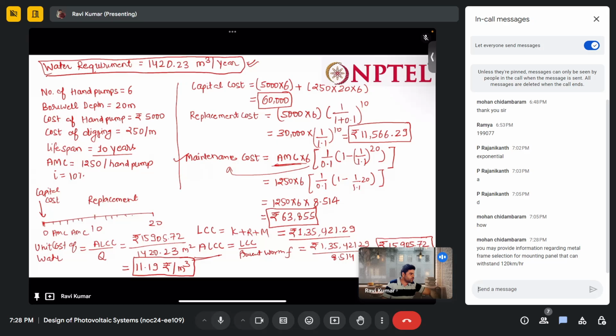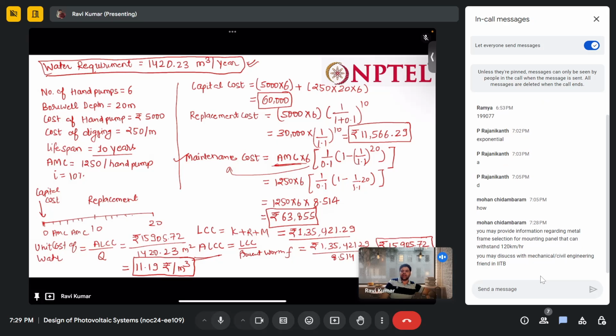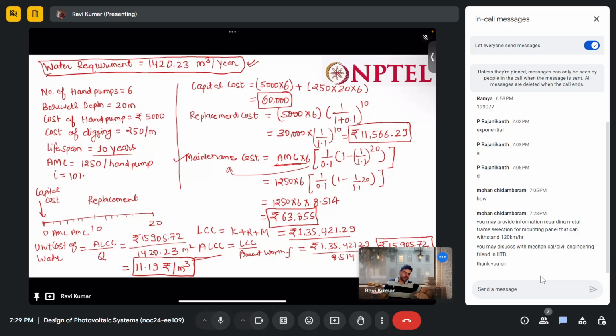Yes, Mohan, you may provide information regarding metal frame section for mounting panel that can withstand 120 kilometer per hour speed. Mohan, I will try to find out this information as well, because I am not an expert regarding this metal frame and all, but I will try to cover some if I get something on this. Okay, I will do that.